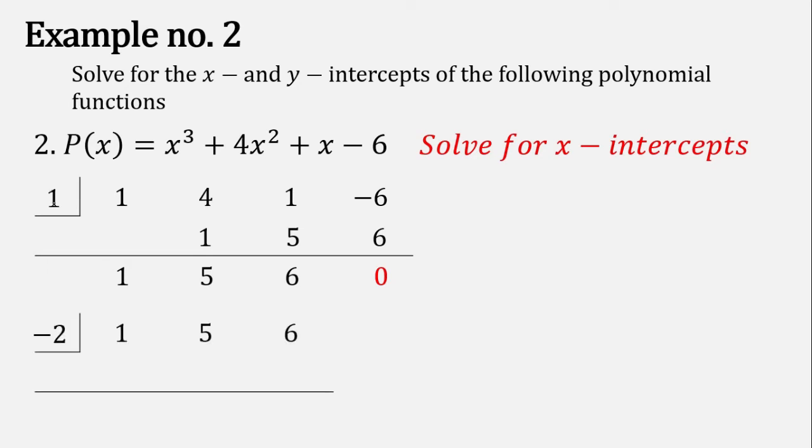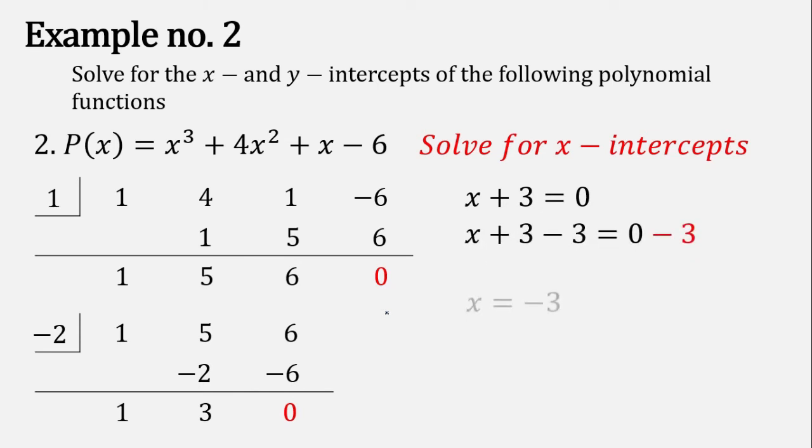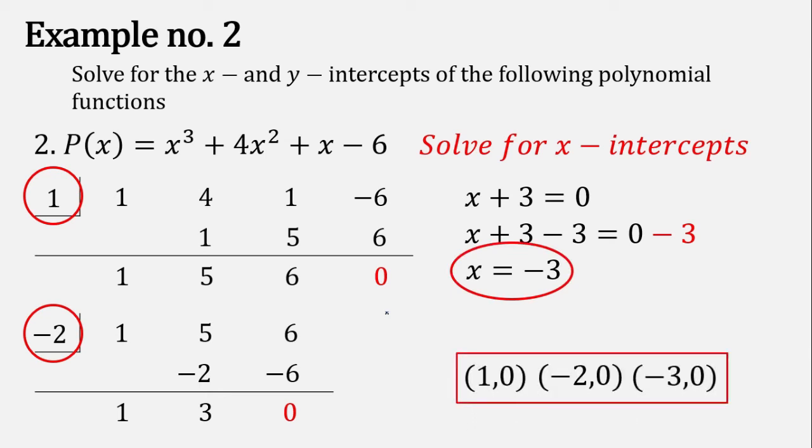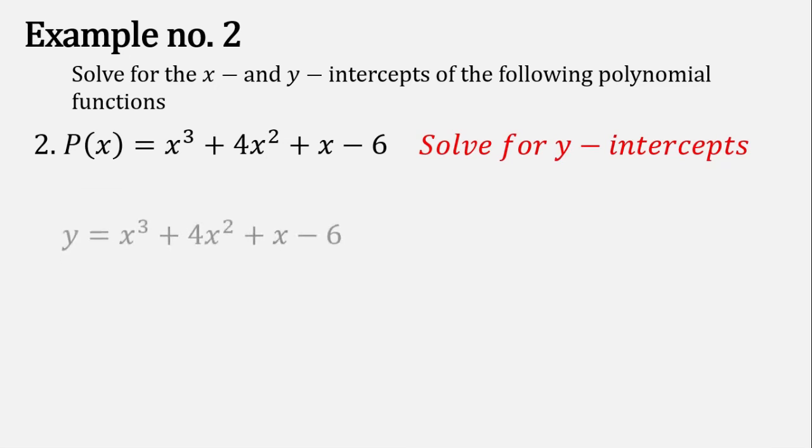For this, negative 2. Again, you will just use this to test the second factor. So we have this, and it gives us 0. Then this will become x plus 3. Then if you subtract 3 from both sides, you will get x is equal to negative 3. Then we have this as our 0. Okay, these will be our zeros, and they will become our x-intercepts.